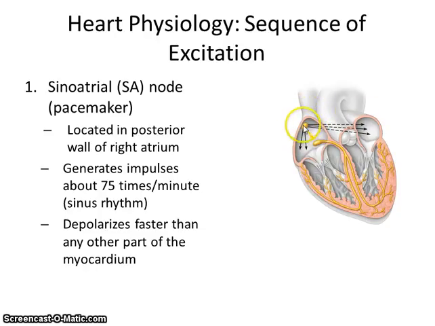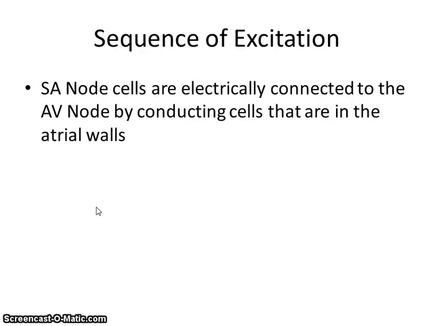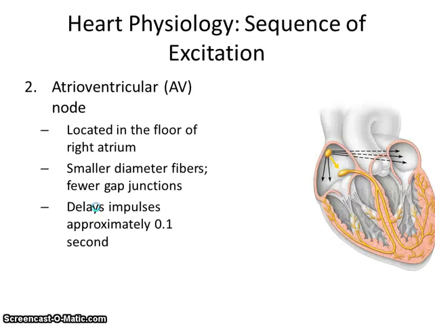Okay, so your SA node has depolarized and sent an action potential. That spreads to the atrial walls, and then it moves from there to the AV node. And here, when we get to the AV node, you've got fewer gap junctions and smaller diameter fibers. So what we're saying there is we're basically going down from like 10 lanes of highway to 1. So we've got a lot of backup, a lot of slowdown. We don't notice it, but our heart sure does.